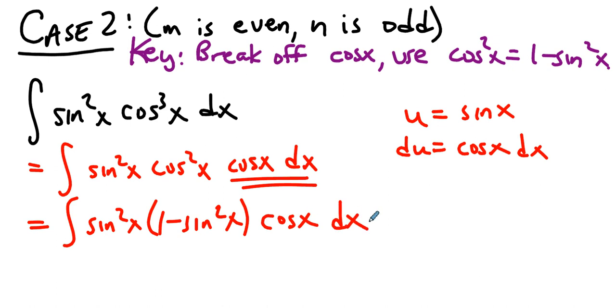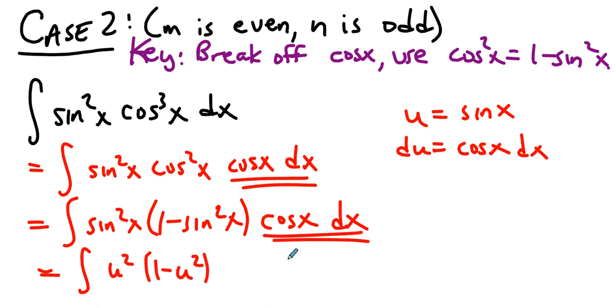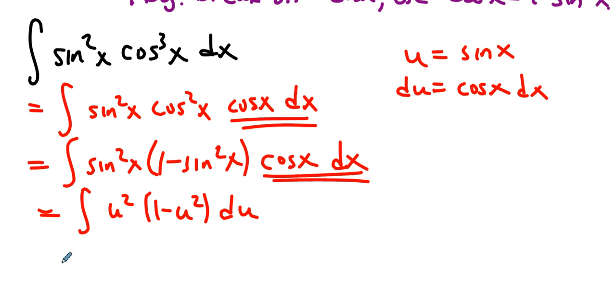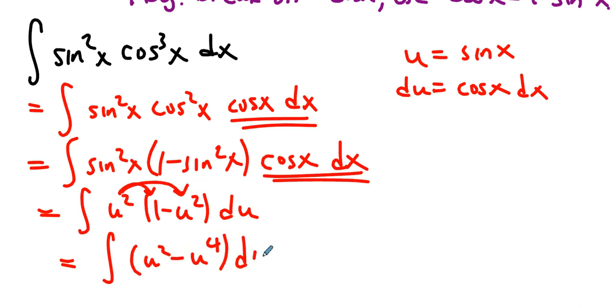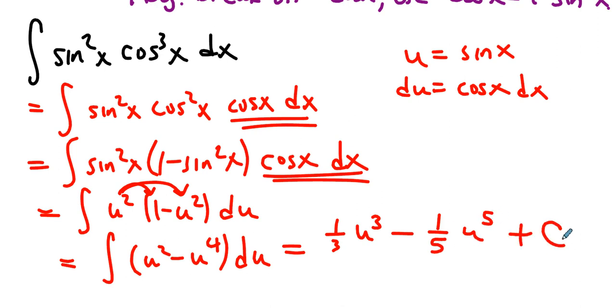So now we can make the substitution. This is the integral of u squared times 1 minus u squared, and all of this is du. Well, how do we do that antiderivative? Well, we multiply through first so that what we have is a polynomial. And then I know how to take the antiderivative of u squared, and I know how to take the antiderivative of u to the 4th. And so subbing back in is really straightforward.